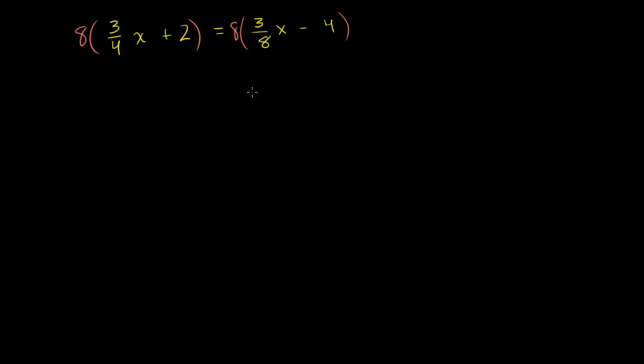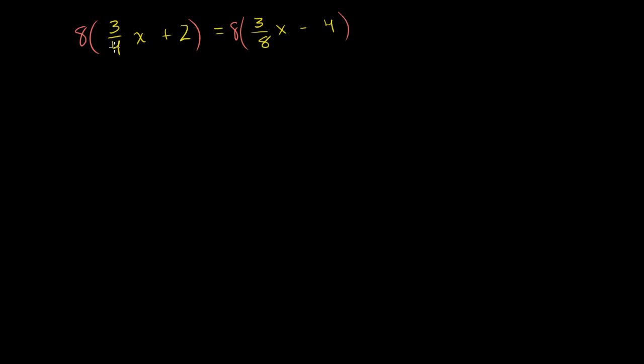And you say, hey, Sal, how did you get 8? I got 8 because I asked, what's the least common multiple of 4 and 8? Well, the smallest number that is divisible by both 4 and 8 is 8. So when you multiply by 8, it's going to get rid of the fractions. Let's see what happens.